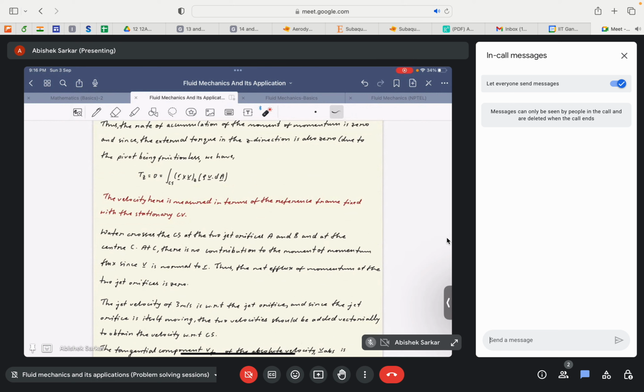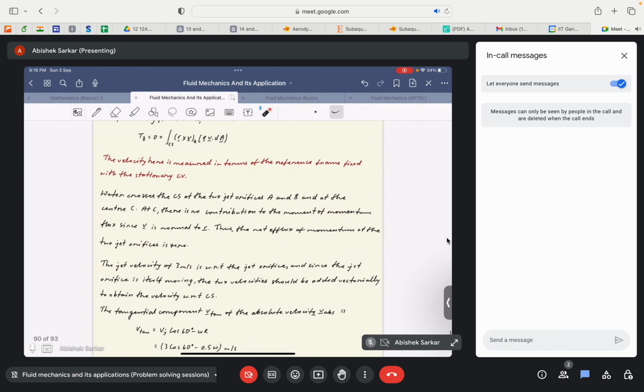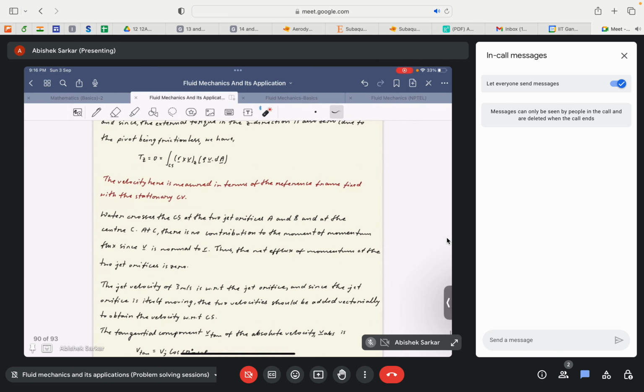Again, this is just quite elementary. The velocity here is measured in terms of the reference frame fixed with the stationary control volume. This is because from the start itself we have assumed a stationary control volume. Okay, so we go through it. The water crosses the control surface at the two jet orifices, at A and B.